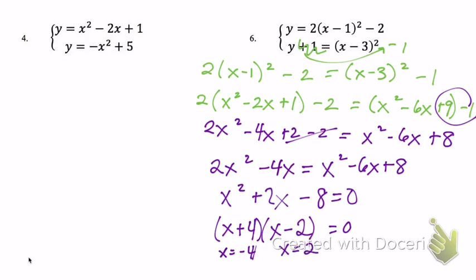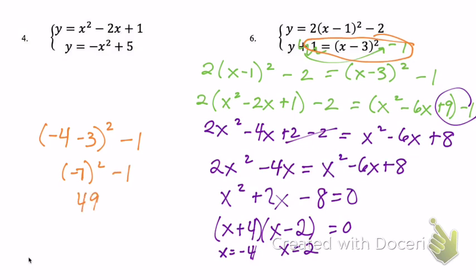I'm going to plug them in. This is where it gets a little bit more difficult because none of these are really that nice, unfortunately. So, I don't know, let's choose this one. I'm going to come over here. So if I'm plugging in negative 4 minus 3 squared minus 1, negative 7 squared minus 1, 49 minus 1, 48.